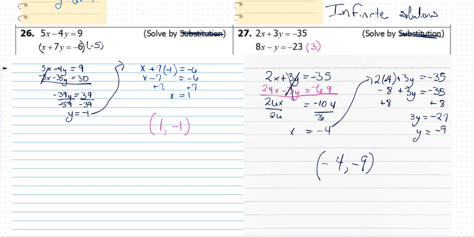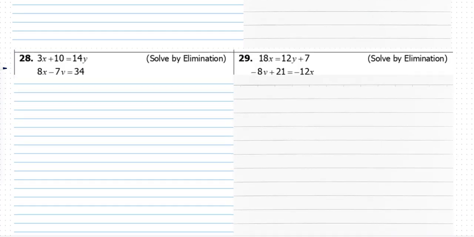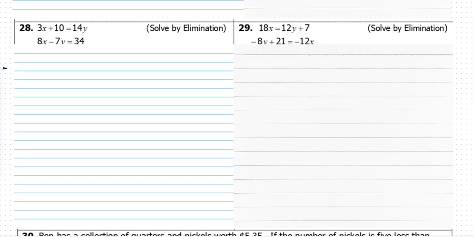Let's go on to the next set. These are recommended for elimination, and elimination is usually my go-to, so we're going to do that. This one's not set up for it. Our 10 is on the wrong side, and our 14y is on the wrong side. So I need to switch sides, and remember when it crosses the equal sign, the sign will change. So 3x minus 14y is equal to negative 10.